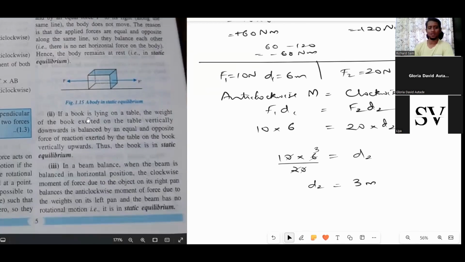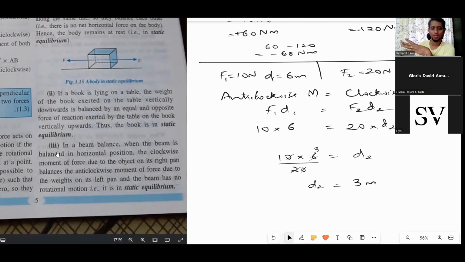Another example: if a book is lying on a table, the book is exerting a force downwards and the table is exerting a force upwards. That force exerted by the table upwards is called a normal reaction force. When both the forces are equal, the book stays in that position. What if the book exerted more force than the table exerts? The table would break and the book would go down. Okay. So this is another example of static equilibrium.